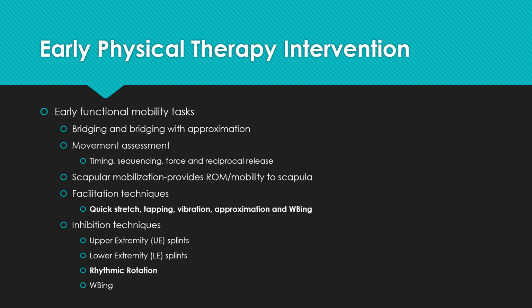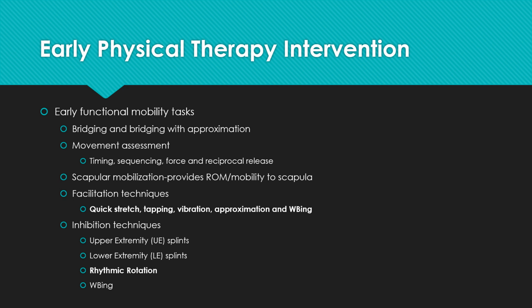Scapular mobilizations can be performed to provide range of motion and mobility to the scapula, which can be held in that abnormal retracted position that then doesn't provide the support needed for the glenohumeral head and puts them at an increased risk of shoulder subluxation.